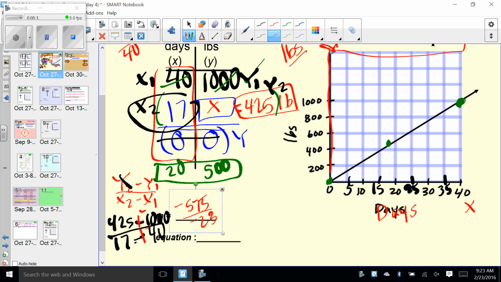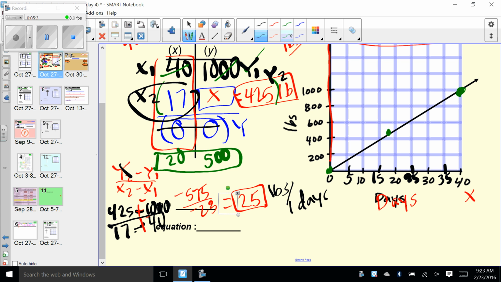So we have negative 575 divided by negative 23, which ends up giving me a positive 25. So we're talking about the 25 pounds per day. So that pumpkin's going to grow 25 pounds a day. That's the slope or the change that's happening for the pumpkin, the rate of change.